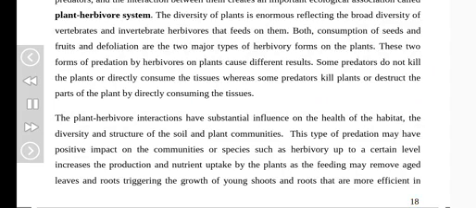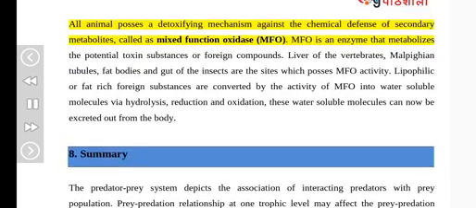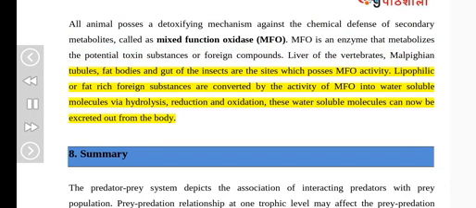G. All animals possess a detoxifying mechanism against the chemical defense of secondary metabolites, called mixed function oxidase, MFO. MFO is an enzyme that metabolizes the potential toxin substances or foreign compounds. Liver of the vertebrates, Malpighian tubules, fat bodies and gut of the insects are the sites which possess MFO activity. Lipophilic or fat-rich foreign substances are converted by the activity of MFO into water-soluble molecules via hydrolysis, reduction and oxidation. These water-soluble molecules can now be excreted out from the body.